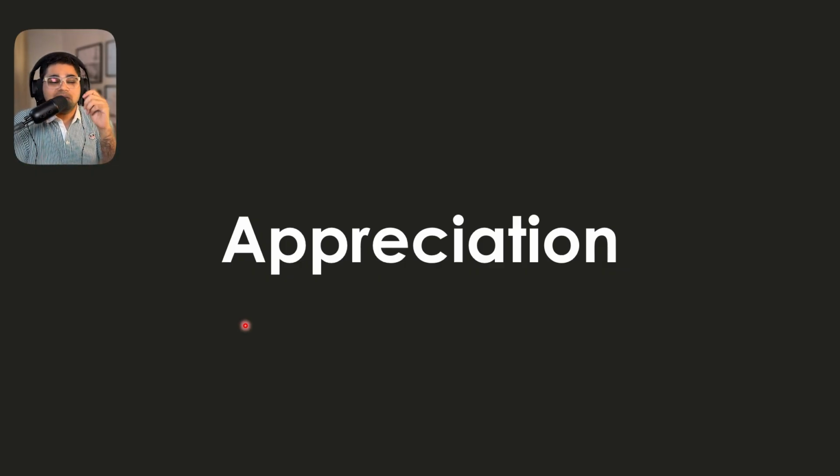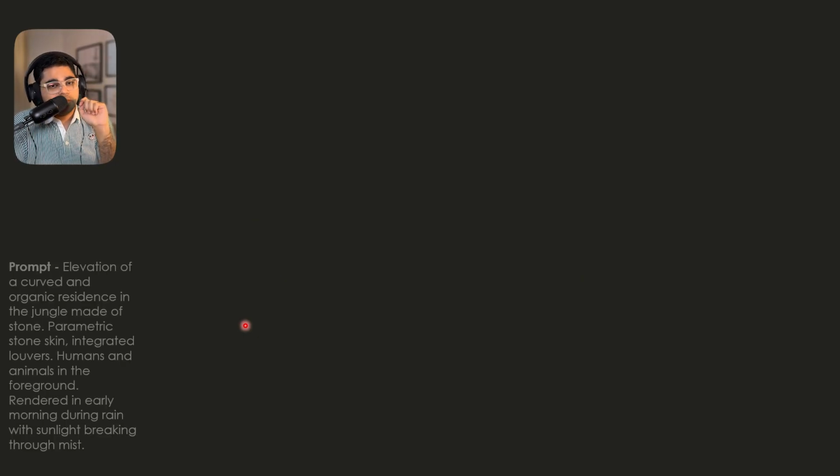And then I wanted to see how much AI has grown in the last 2-3 years, okay, and wanted to share that with you all as well. So maybe, yes, AI has fails, but seeing this might be helpful as well. So I made this prompt in MidJourney, and I wanted to see the evolution from V1 to V7. The prompt is simple, which basically is: elevation of a curved and organic residence in the jungle, parametric stone skin, integrated louvers, humans and animals in the foreground, rendered in early morning during rain with sunlight breaking through mist.